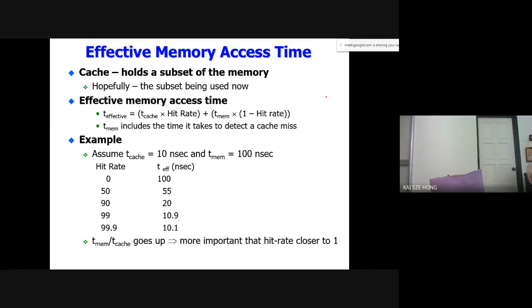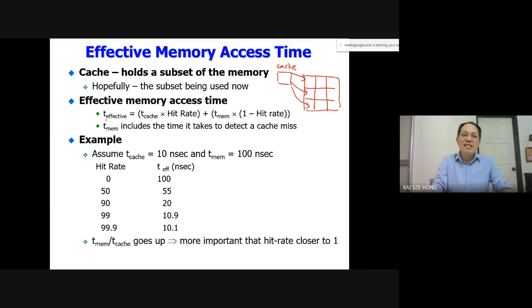Okay, now we are talking about the effective memory access time. The cache stores a subset of the memory, which means the cache over here is small, and the memory is actually very, very big. The cache can only store one portion of the memory, a little bit at a time. So hopefully the subset of the memory that is being used is in the cache.